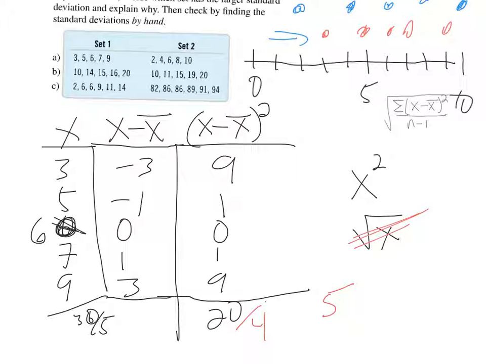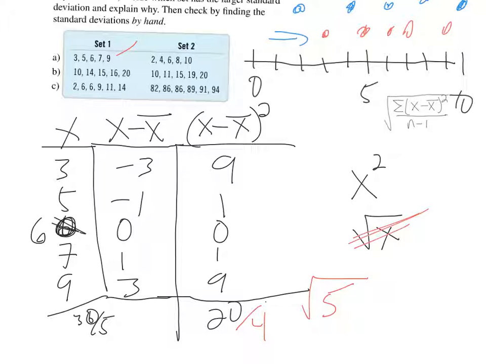it's that easy. And then to get the standard deviation, we're going to take the square root of that, and the square root of 5 is 2 point something. 2.2. I honestly don't know. I'm just going to leave it as the square root of 5. So that's that deviation, standard deviation.